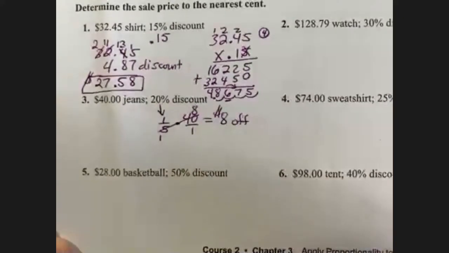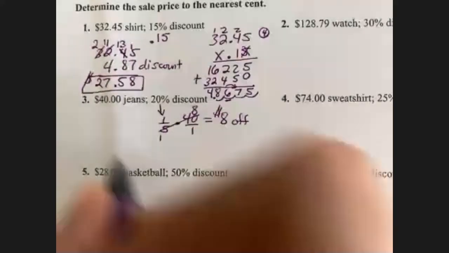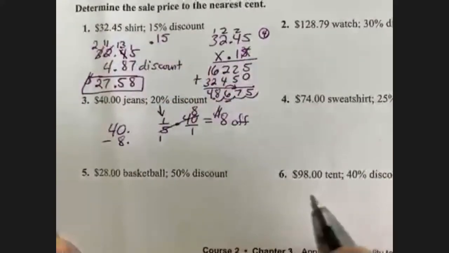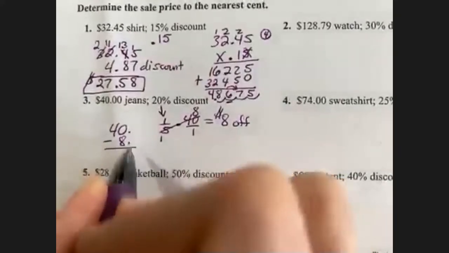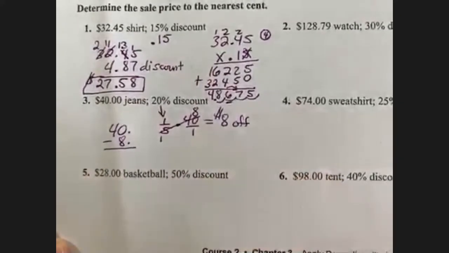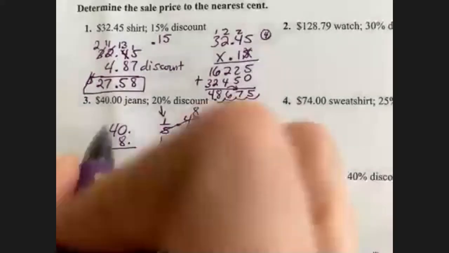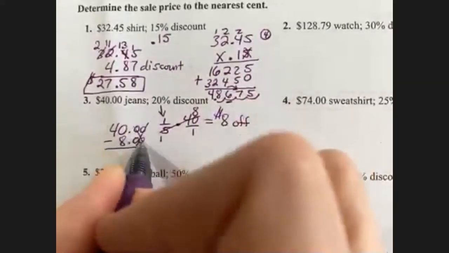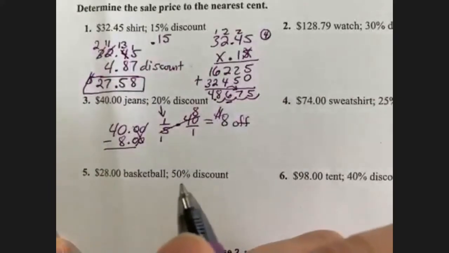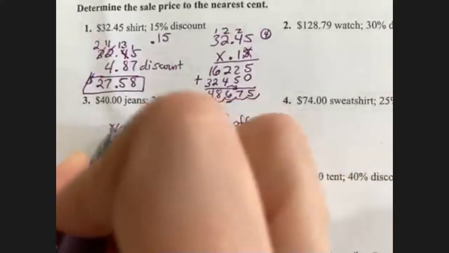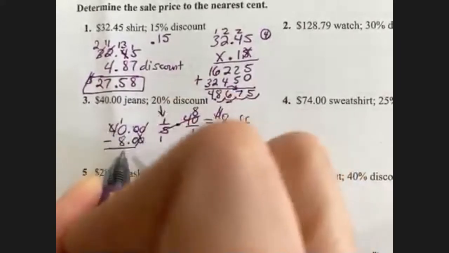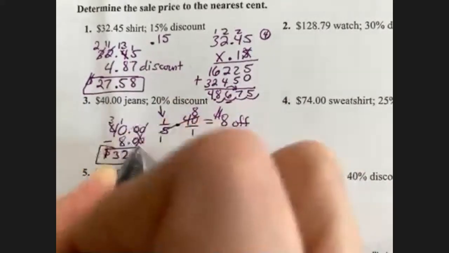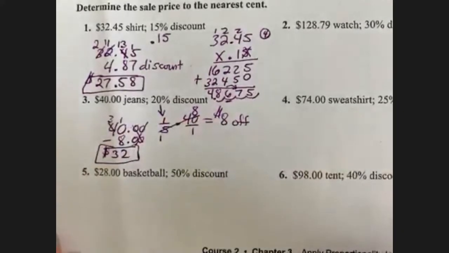That's my discount of my jeans. So I take my $40 and I subtract 8. And just a reminder, when you're adding or subtracting, you're lining up decimals, and the decimals are behind those numbers. So it's like $8, $40. You don't have to have these zeros, but I want you to know that you need to make sure you're lining up your place values. I borrow, 10 minus 8 is 2, and I get my $32 jeans instead of $40, 20% off.